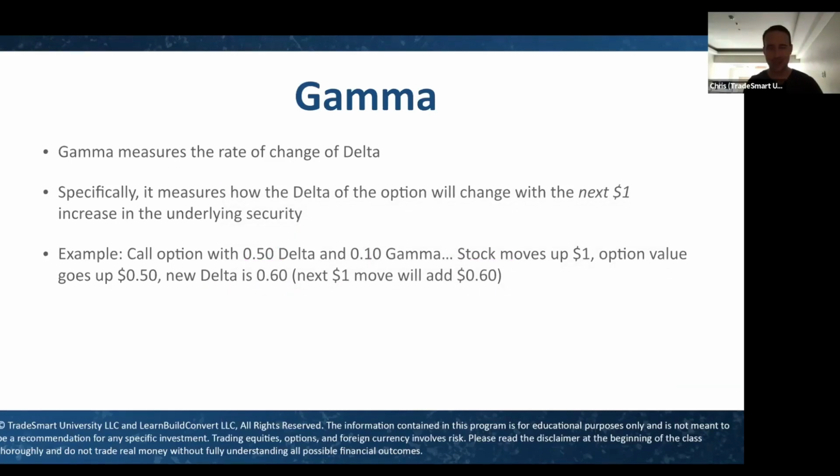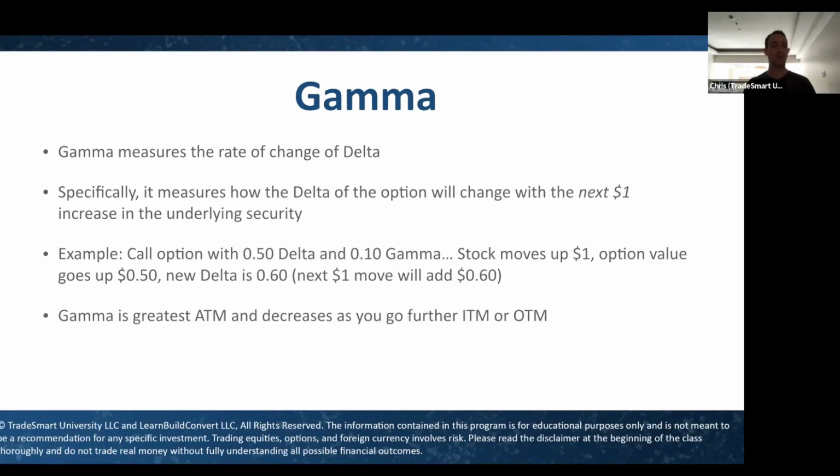Does that make sense? Was that way too confusing? We'll look at an analogy to make this a little simpler. So gamma adds another 10 cents to a total of 0.6, right? In this example. Now we'll have a new gamma after this, and it'll probably be 0.09 or 0.08. So if the stock moves up another $1, our call option will go up another 60 cents. And now our new delta will be like 0.68 or 0.69, something like that. Okay. So gamma is going to be greatest at the money, and it's going to decrease as you get further in the money or further out of the money.